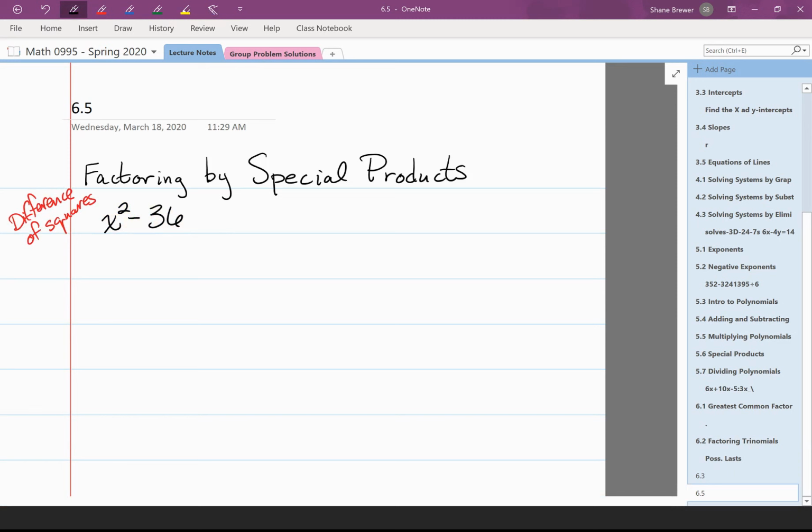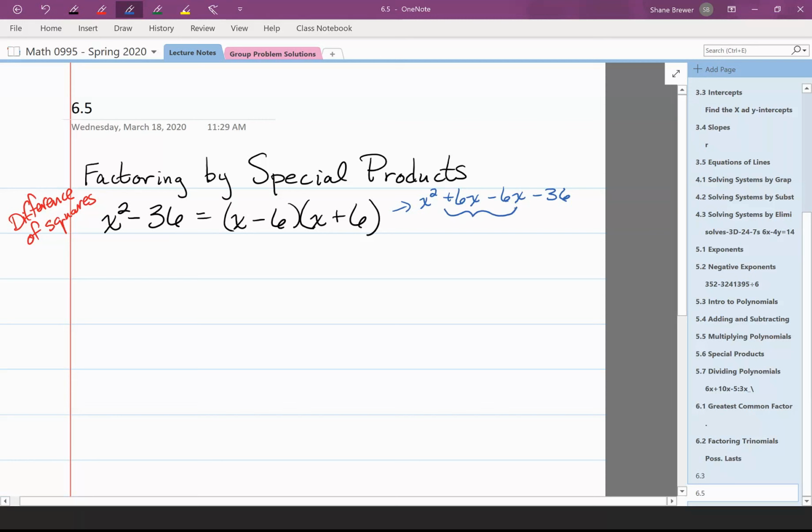So a difference of squares is two things subtracted, both of them perfect squares. When we factor this, it's going to factor into two binomials. One's going to be x minus 6, the other one's going to be x plus 6. You can see where I got the x's: x times x is the x squared. Where did I get the 6's? Minus 6 times 6 is negative 36. You can check that if you FOIL it: first is x squared, outer is a 6x, inner is a minus 6x, and last is a negative 36. Look, these two cancel each other out, and so it's called a difference of squares.